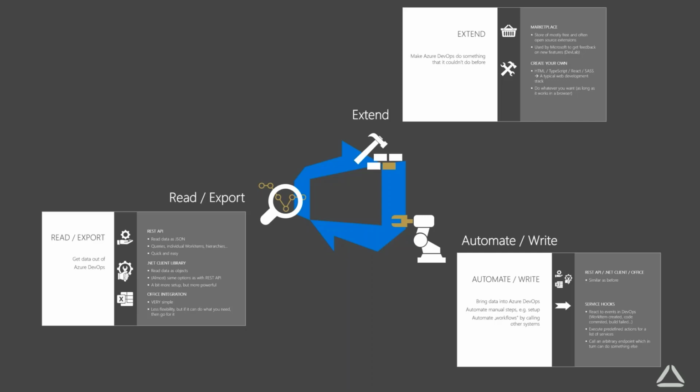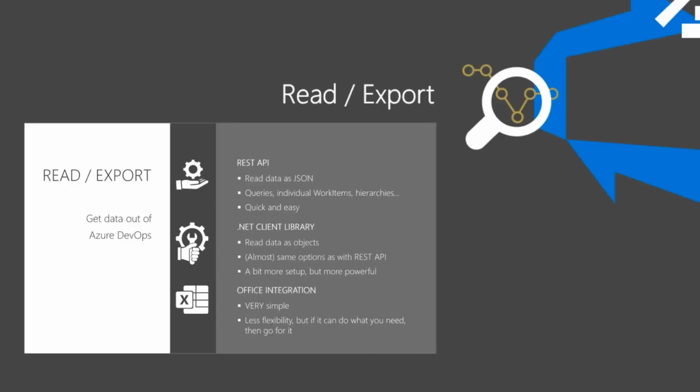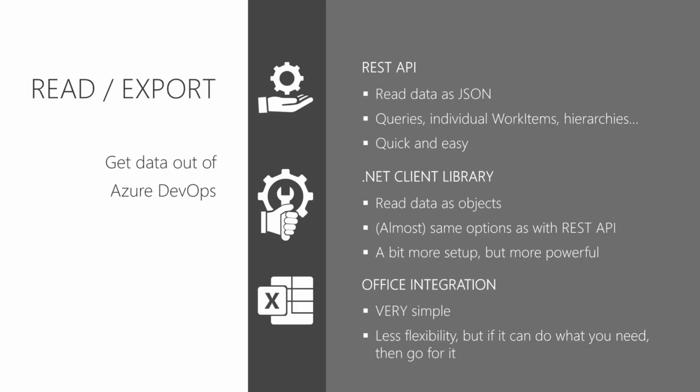The first topic is reading and exporting data out of Azure DevOps. So we will look at the REST API, which is basically a way to read data as JSON, as a text representation. We can do queries. So if you're familiar with Azure DevOps, you have a query language, and we can use those in the REST API as well. We will look at individual work items, and we could do a lot more using the REST API. That's very quick and easy. We will see from 0 to getting data that's done very quickly.